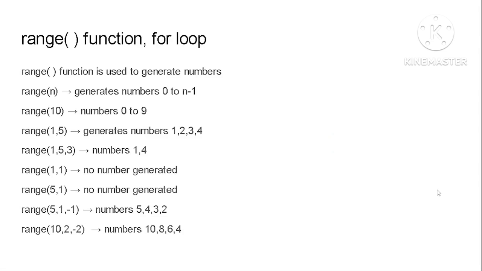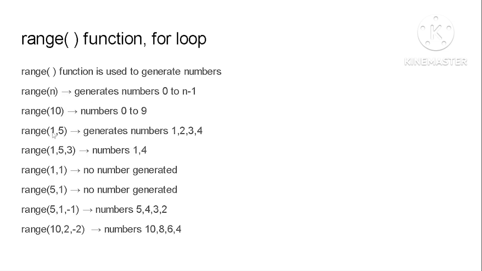Range function is a method in Python which is used to generate a set of numbers. The syntax is range of n, where n may be any number. For example, if n is 10, Python will automatically start generating numbers starting with 0, up to n minus 1. So if you give 10, it will generate numbers up to 9. If you give 5, it will generate numbers up to 4, starting with 0.